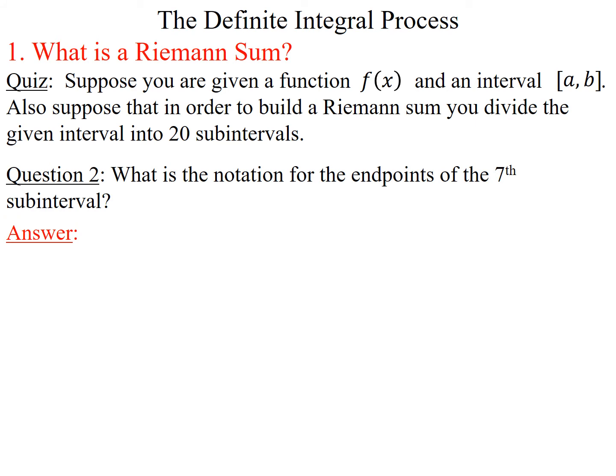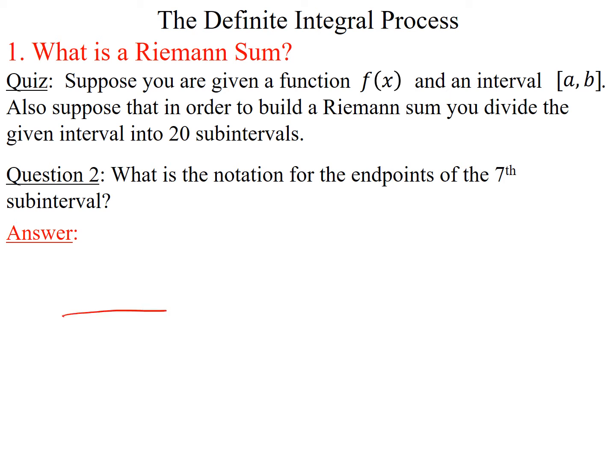What is the notation for the endpoints of the 7th subinterval? The reason I mentioned that we have 20 subintervals here is because, for example, if we only had like 5 subintervals, there would be no 7th subinterval. This question wouldn't make sense. So what is the notation for the endpoints of the 7th subinterval?